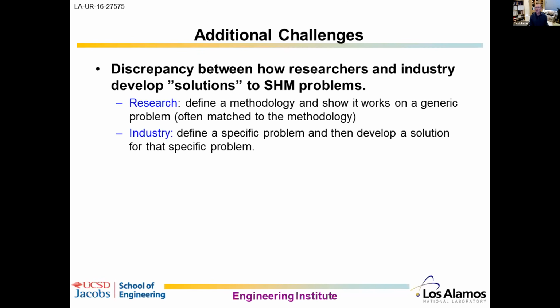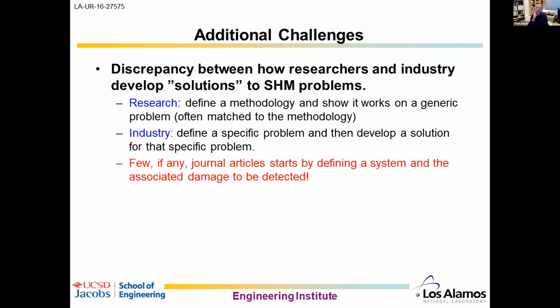Industry would tend to define the specific problem that they're trying to address, and then develop a solution to that specific problem. Okay, it's almost 180 degrees out of phase of how the research community addresses problems. And I would say few, if any, journal articles that I've ever read start by defining the damage they're trying to identify. They always start by defining the methodology. And again, I think that's 180 degrees out of phase if you're trying to implement this in real world systems, in how you would go about the problem.